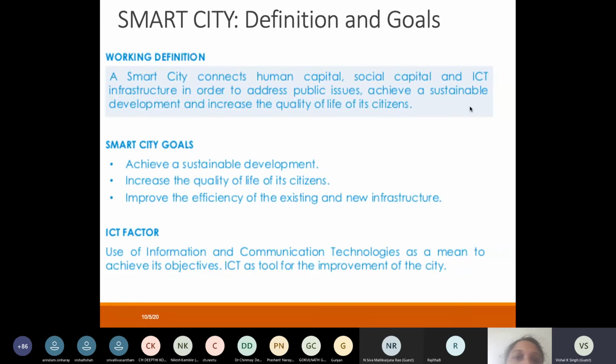Now, these objects are embedded with sensors, software and such technologies, so that they can connect with each other, exchange data with each other, and interact with each other. How do they do this? They do this over the internet.